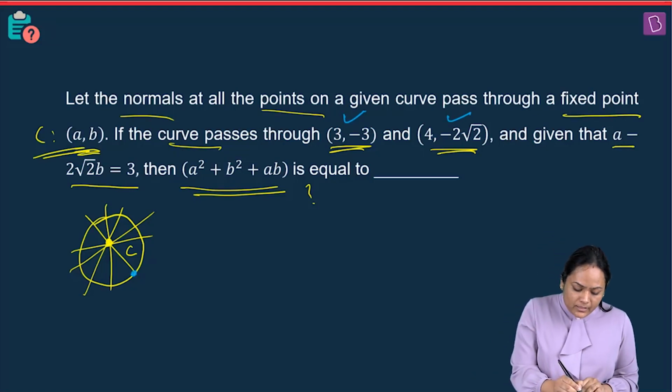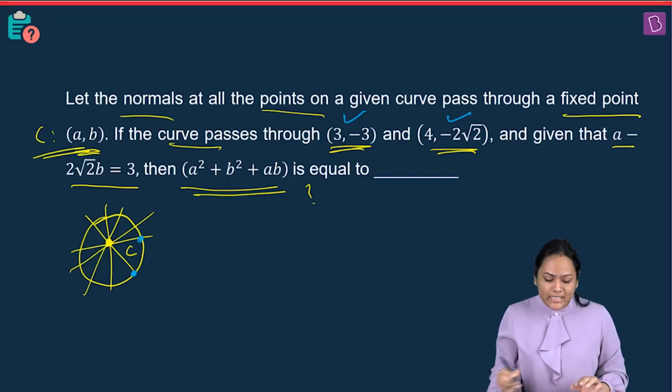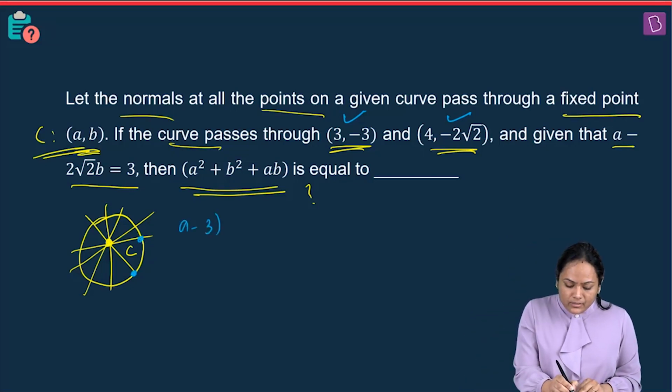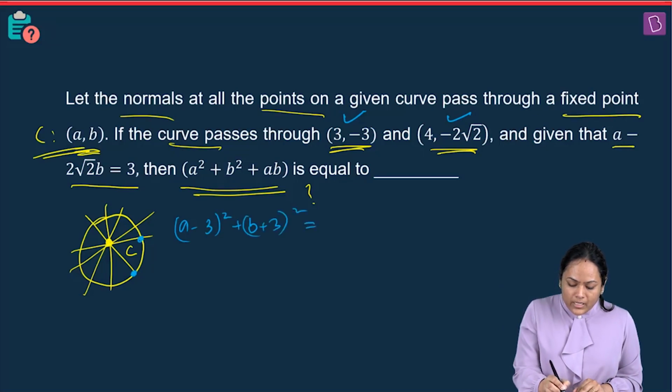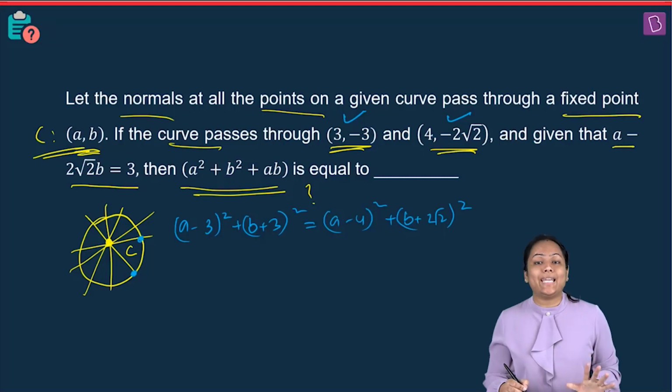That means my distance of center from these 2 points should be equal, right? So when I do that, I'll apply the distance formula. (A minus 3) whole square plus (B plus 3) whole square is equal to (A minus 4) whole square plus (B plus 2 root 2) whole square. This is going to give me one relation in A and B.